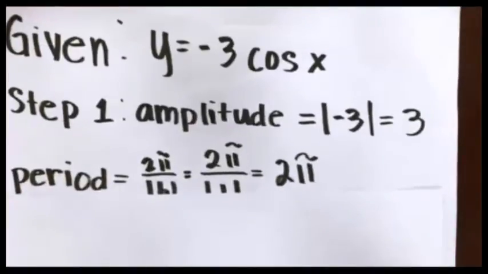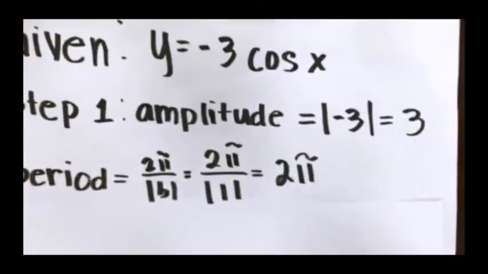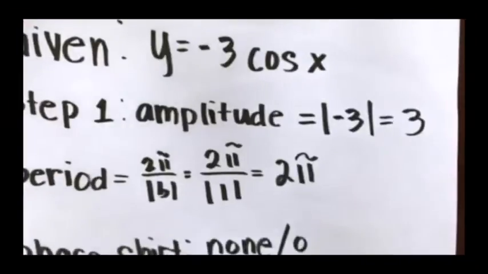Second, we must find the period. Period is equal to 2 pi over the absolute value of B. Our B here is 1, so the absolute value of 1 is equal to 1. So 2 pi divided by 1 is equal to 2 pi. Phase shift. There is no phase shift in this example.